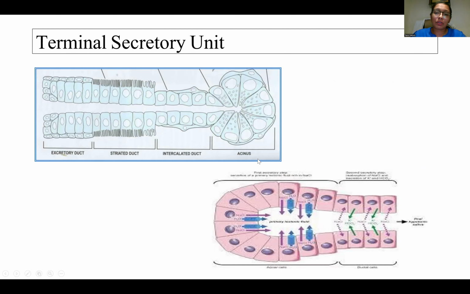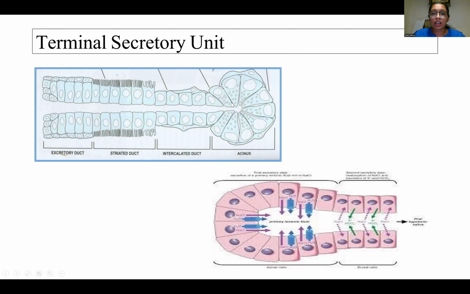A terminal secretory unit is basically composed of an acini or an acinus, and the cells of this acinus, irrespective of their location, position, and size, are going to be derived from the epithelial secretory cells, that is the serous cells, the mucus cells, and the myoepithelial cells. And these cells are going to be present in only a single layer, resting on a membrane, that is the basement membrane.